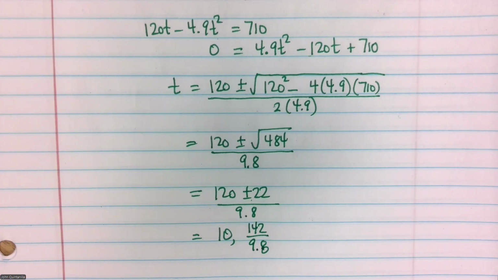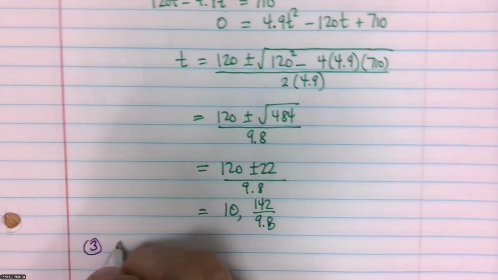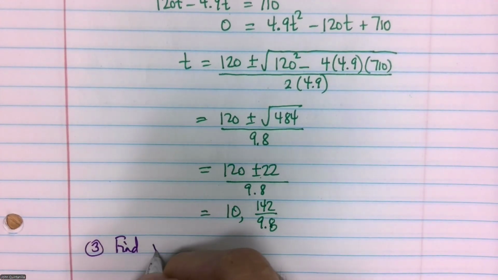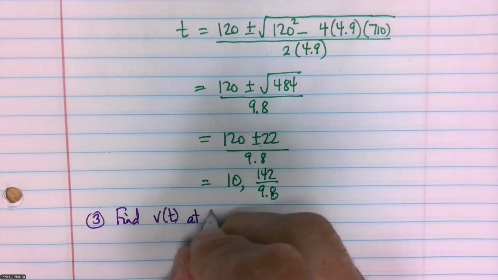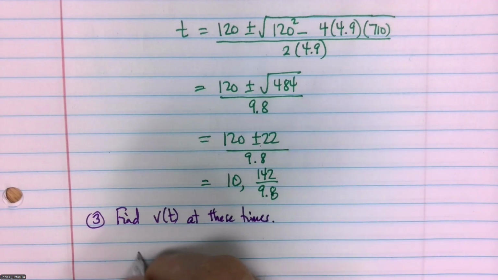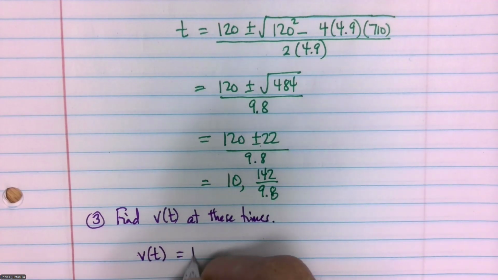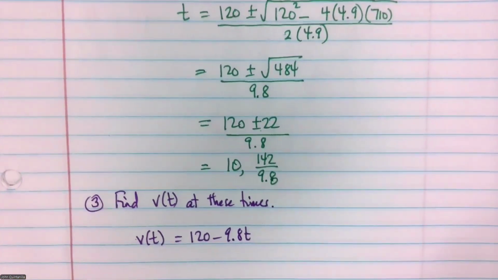Now the question asks, find the possible velocities at impact. And so part 3 of the problem will be to find the velocity at these times. And we recall that the velocity function was 120 minus 9.8t. We did that earlier in the problem.